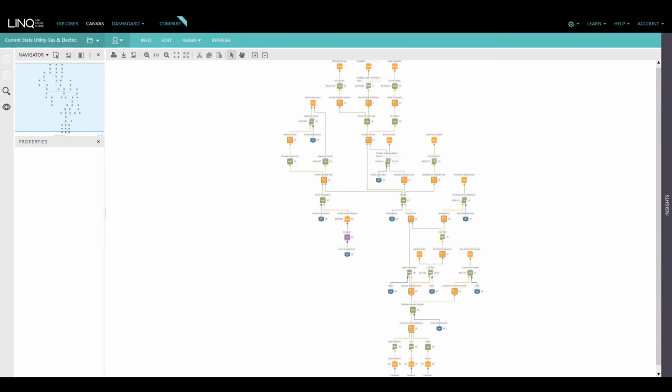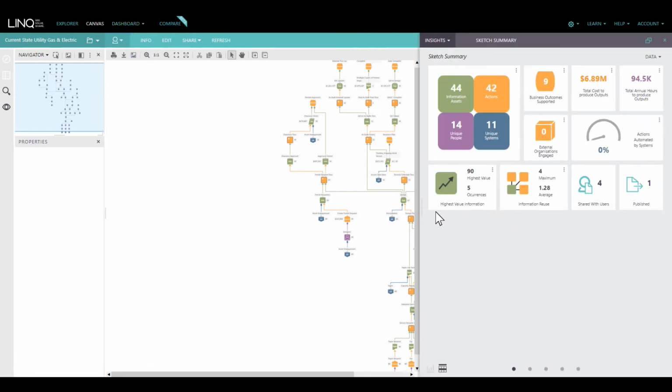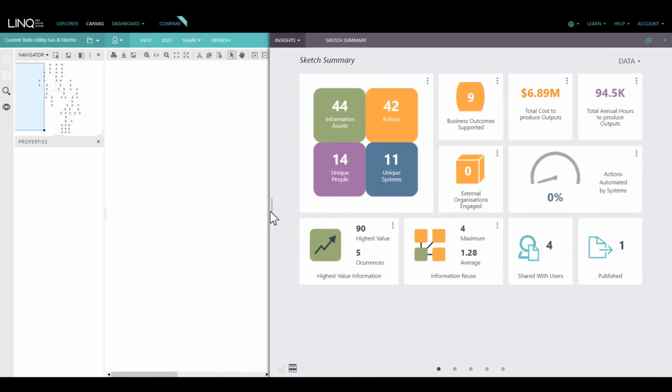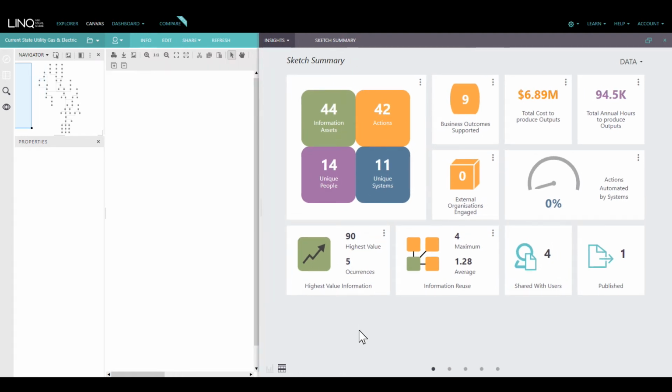Now let's investigate the insights. Initially, we have the sketch summary. This first panel just summarizes the system, as the name implies. However, let's look at the cost-value analysis.